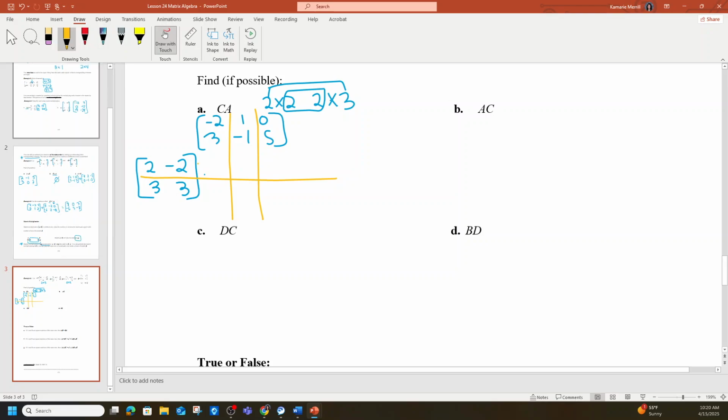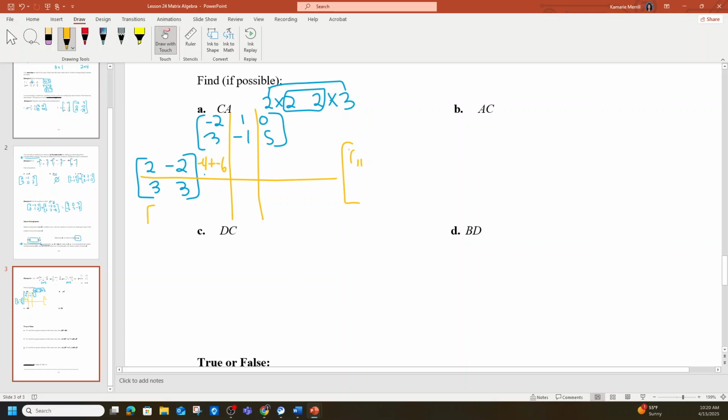So watch how this works. 2 times -2 is a -4. And then I'm going to add that with, jump to the next spot, -2 times 3, which is -6. So my resulting matrix in row 1, column 1. So row 1, column 1 spot. This is my row 1, column 1 spot. That means I multiply the row 1 vector with the column 1 vector.